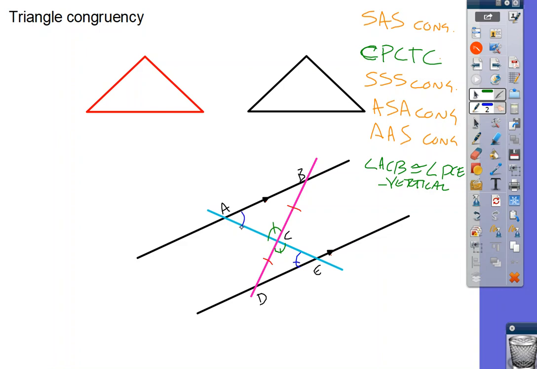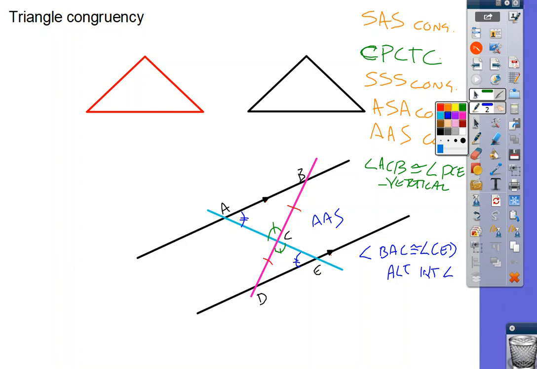This angle is congruent to this angle because, and so let's write that down. Angle BAC is congruent to angle CED because they are alternate interior angles. And now I've set up a situation where I have angle, side, angle congruency. Now I could have done it a different way, of course.